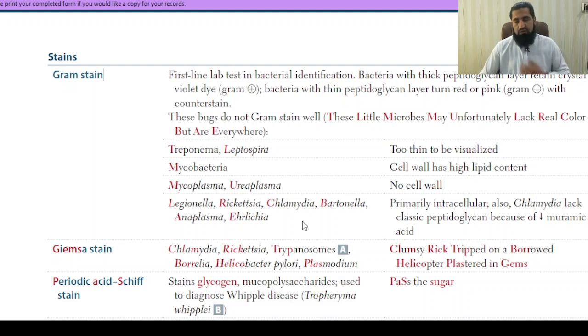Ehrlichia. Sorry, I have a little bit of a throat infection, so due to that I cough again and again. I am really sorry for this disturbance.